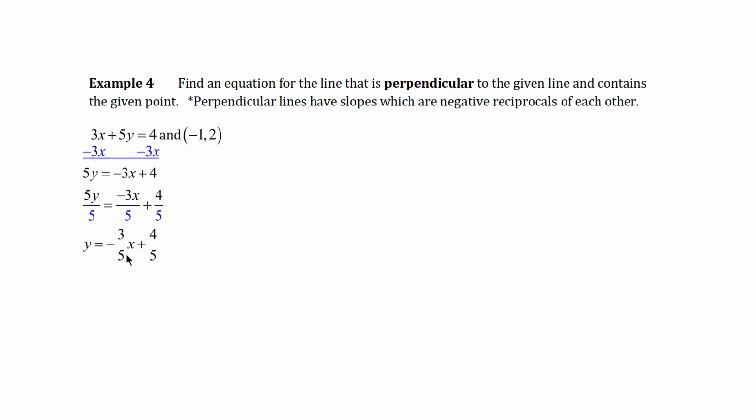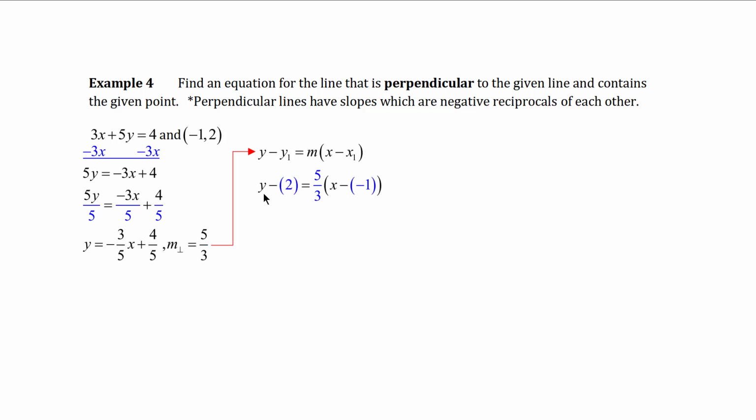If we wanted a line that is parallel to this line, then we use the same exact slope. But we want it to be perpendicular, so we need to use the negative reciprocal of -3/5. The negative reciprocal is +5/3. So over here I wrote m with a little perpendicular sign underneath it equals 5/3. Next we could plug in our perpendicular slope 5/3 and the point -1, 2 into the point slope equation.